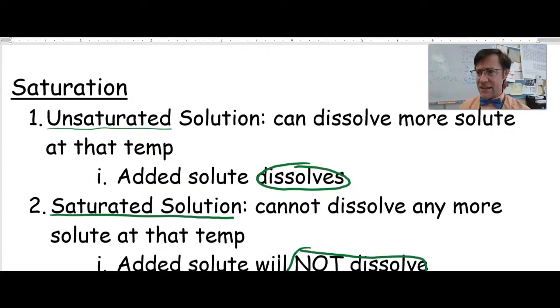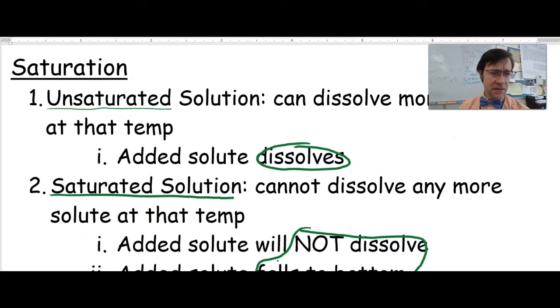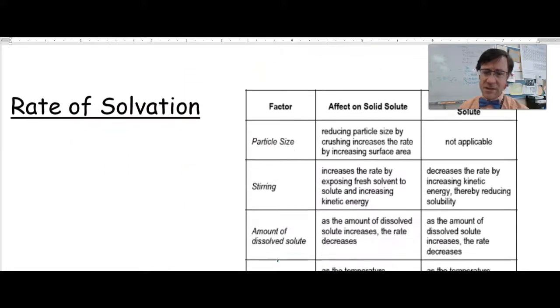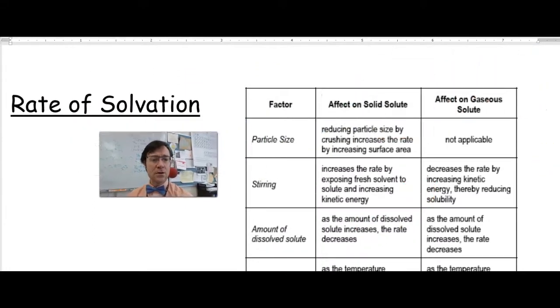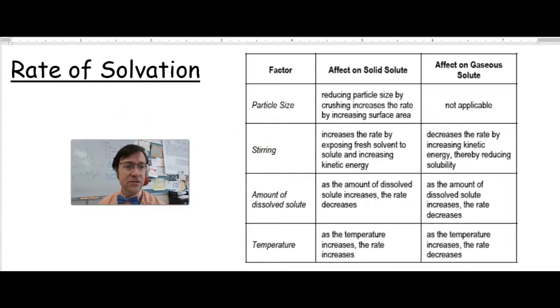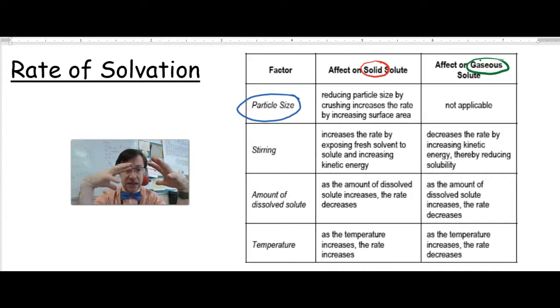Once things are dissolved, we hit this thing like saturation, whether it's unsaturated, saturated, or supersaturated. And now this is what we can do to make it dissolve faster, the rate of solvation. Here we're going to have factors, like particle size, but we have to have two separate categories: a solid category and a gas category. Because if you remember, to dissolve a solid, you want to break them apart and spread them throughout the sample. But a gas, you want to confine, contain, and slow down so they can stay in the sample, right?